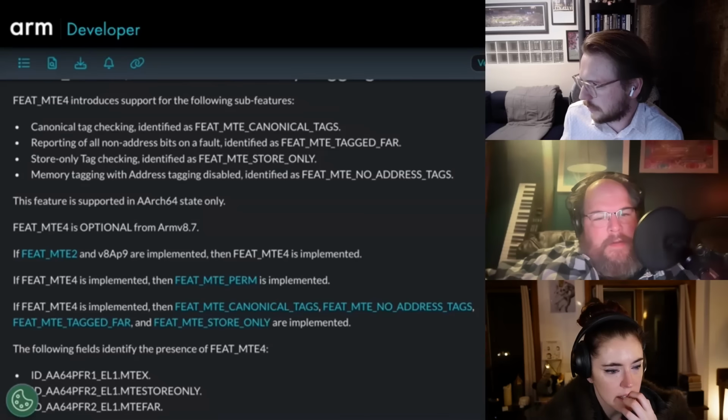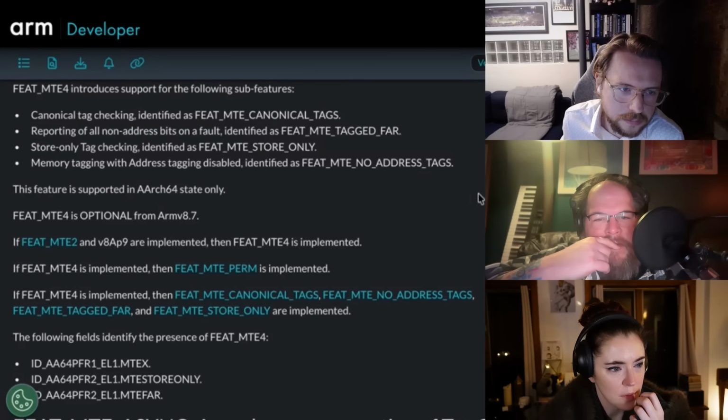And in MTE4, I don't totally understand how this works, but there is checking for memory accesses that transition from a tagged memory region to an untagged memory region. So in theory, it should automatically detect, right? If you're running off the end of a tagged memory region into untagged memory, then the tag has changed, even though the new tag is nil, right? And I guess that wasn't checked before, and now it is with MTE4.